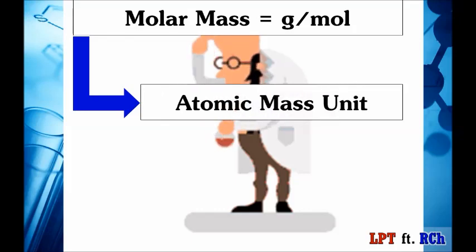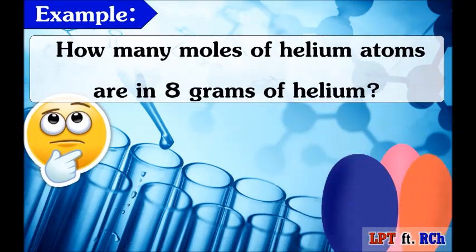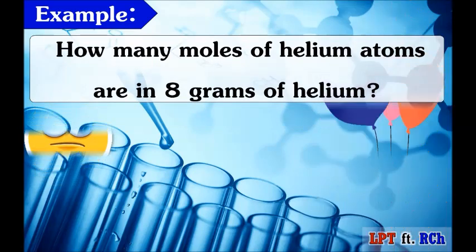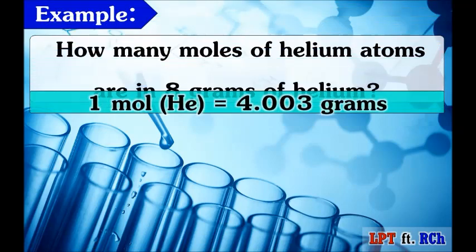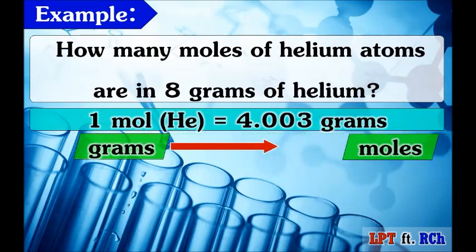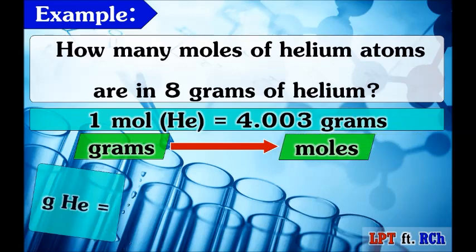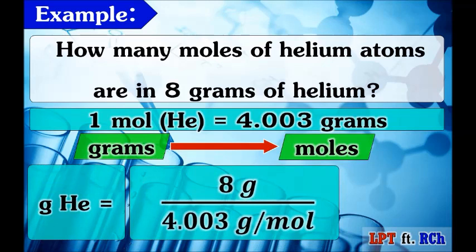To apply this concept in problem solving, here's an example. Helium gas is valuably used in industries. How many moles of helium atoms are in 8 grams of helium? It is given in the periodic table that helium has a molar mass of 4.003 grams. This can be used in converting grams of a substance to the number of moles. Starting with the given, the amount of moles of helium is equal to 8 grams divided by 4.003 grams per mole. This is equal to 2 moles of helium.